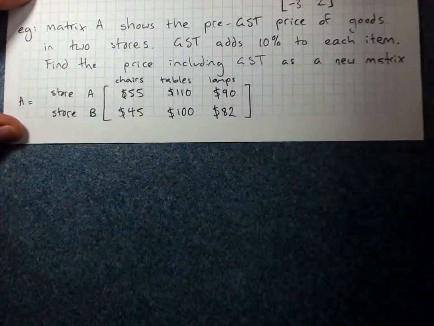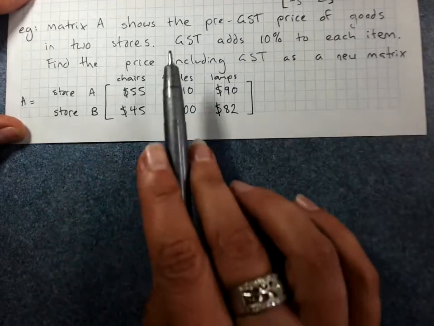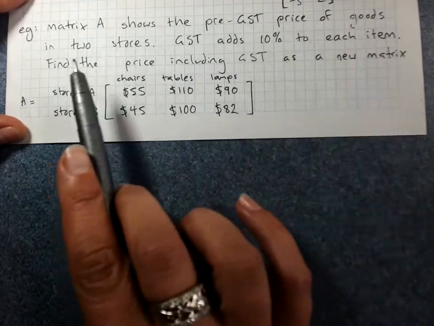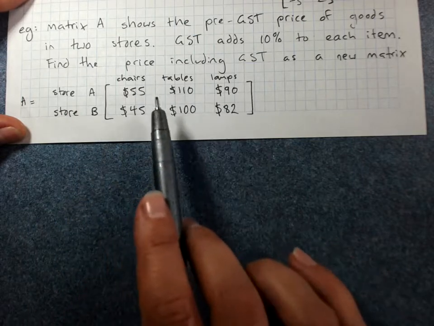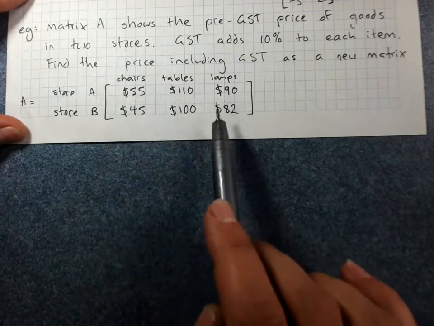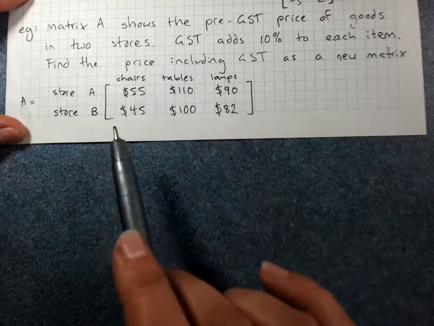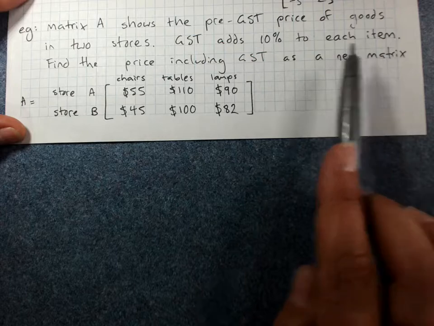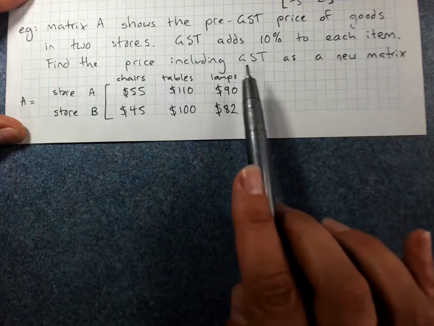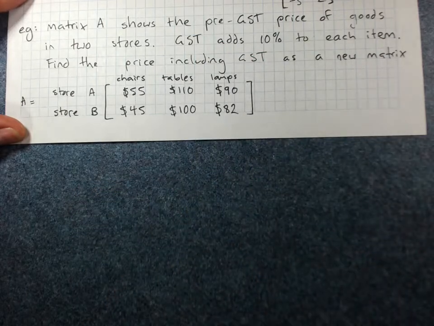This problem here, matrix A shows the pre-GST price of goods in 2 stores, store A and B. 3 different types of goods. Sorry, we should never put the dollar signs in our matrix. I should have put them up here. That was my bad. GST adds 10% to each item. Find the price including GST as a new matrix.